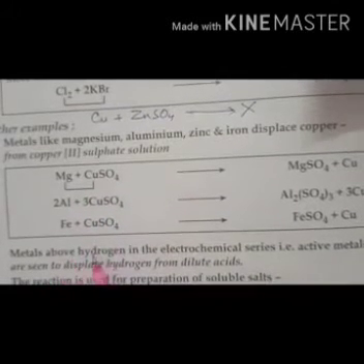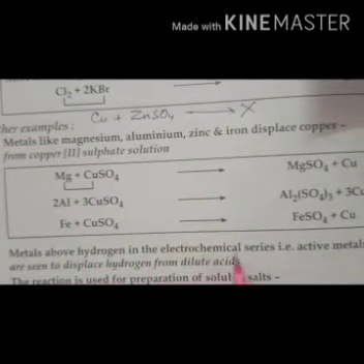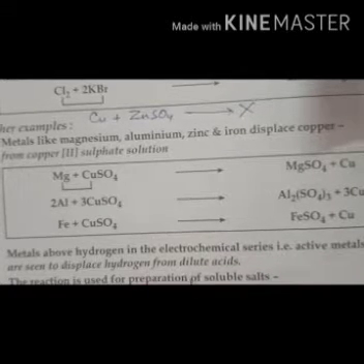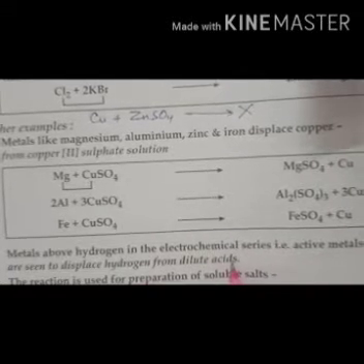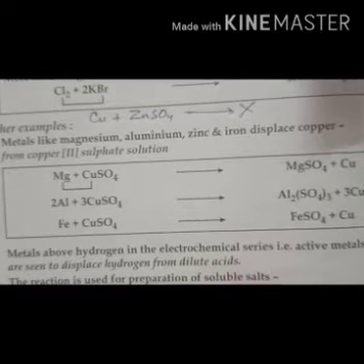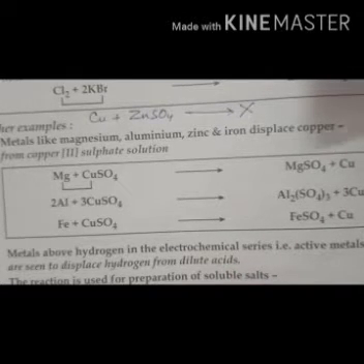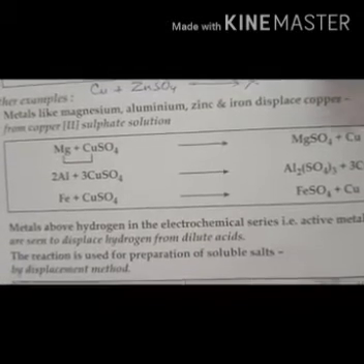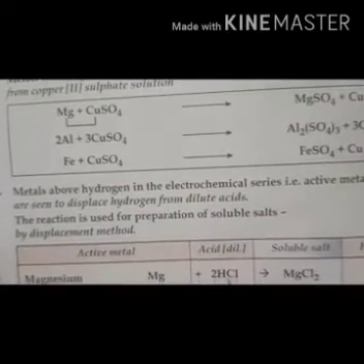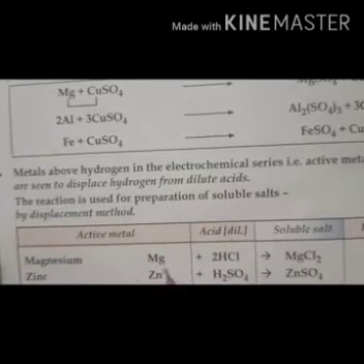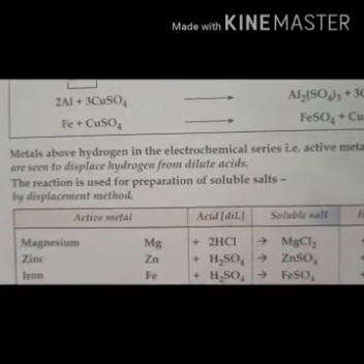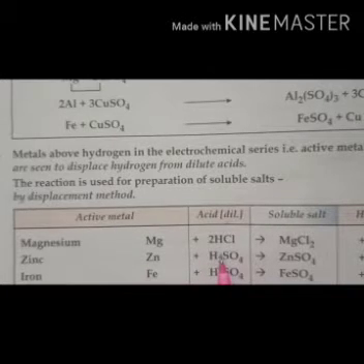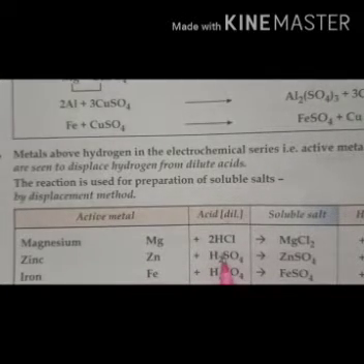Right? Now metals above hydrogen in the electrochemical series, that is the active metals, are able to displace hydrogen from dilute acids. All of you know that in the preparation of hydrogen you have read that active metals when reacting with acids give hydrogen gas. Why? Because this reaction is possible. Just look here, the magnesium position is above hydrogen in the activity series.